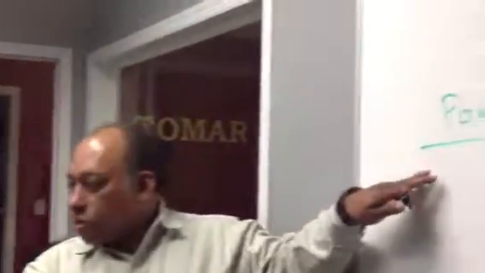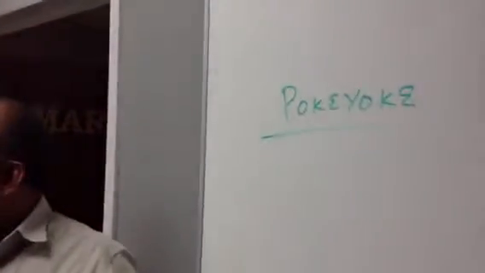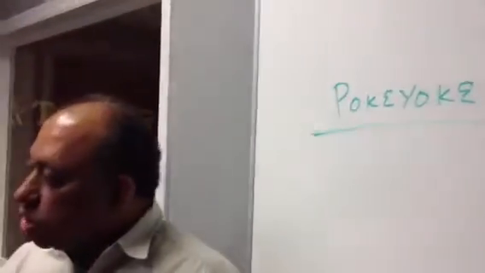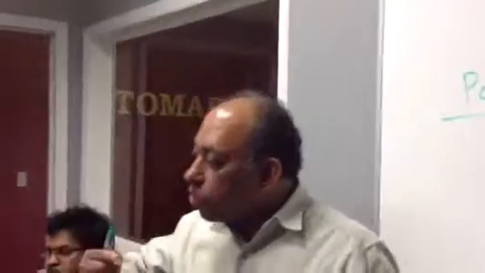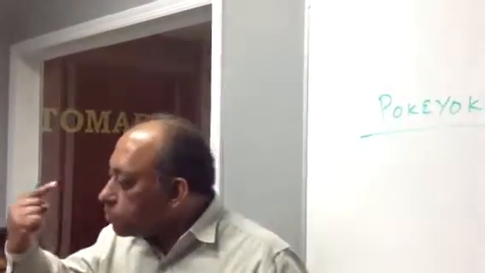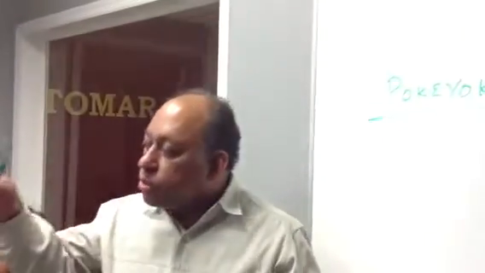Poka-yoke is a Japanese word. That means poke you in the eye. So when something repeatedly happens, you're going to incorporate a mechanism where you'll be reminded to stop the same thing from happening again. So there was a check system to make sure it doesn't happen.